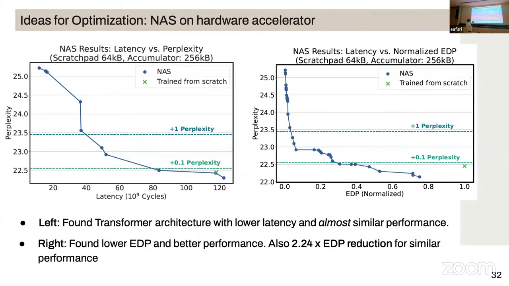And they also measured the EDP. And then they said, OK, our original model is here, but through their NAS, we can actually find ones which have lower EDP and actually have better performance. So this seems to be quite useful.